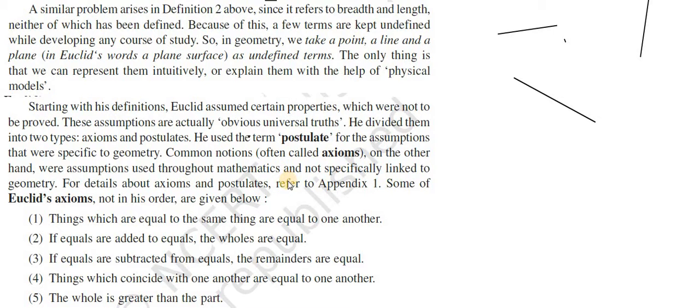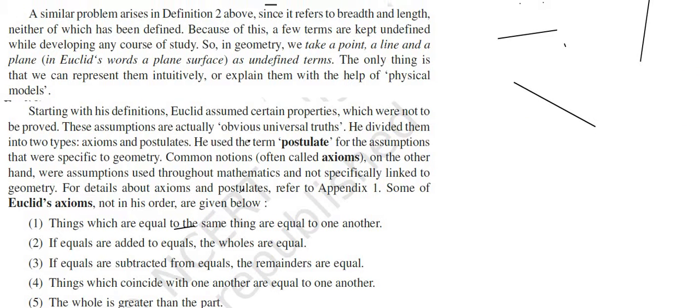So axioms are elementary statements which are accepted without any questions, and they are applicable to all the branches of mathematics like geometry, arithmetic, algebra, like that. But postulates are also elementary statements which are accepted without any question, but they are applicable only to the geometry. It is not applicable in any other part of mathematics. For details about axioms and postulates, refer. So some of Euclid's axioms are listed according to the serial number.